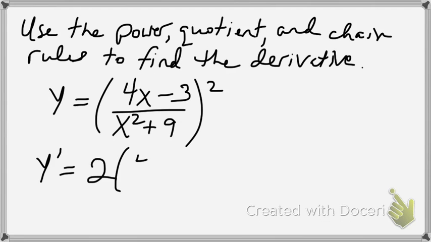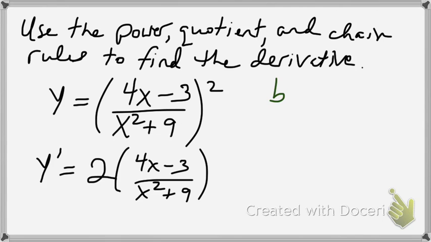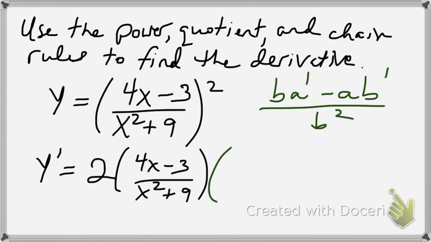2 times whatever this is, let it be, and then drop the power from 2 to 1. Okay, well, we don't normally say 1. Okay, that's the outside. What about the inside? Now, on the inside, you've got a quotient. And if you have a quotient, well, we're going to need to use that quotient rule. That b, a prime minus a, b prime, all over b squared.